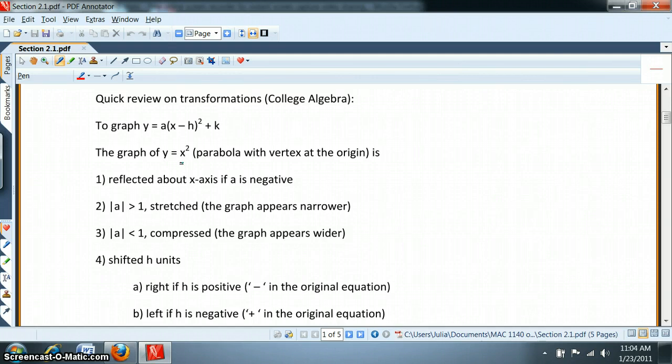So we could have a to be negative 5, for example. That means we'll have a reflection and the parabola will still be stretched, because the absolute value of negative 5 would be 5, which is bigger than 1.